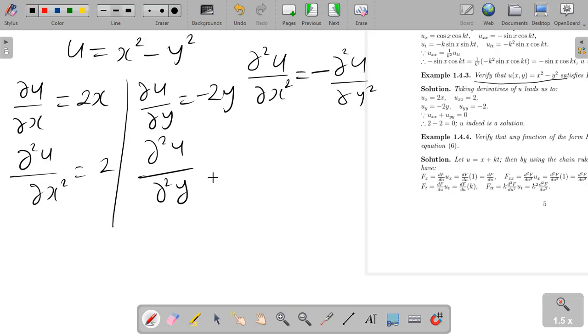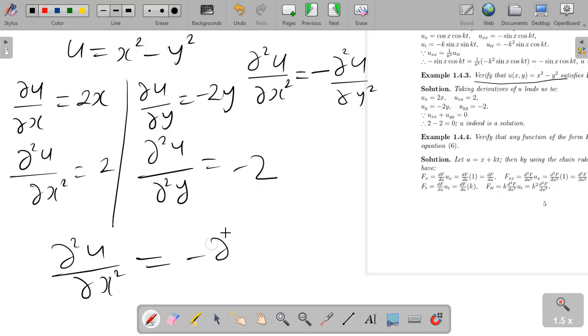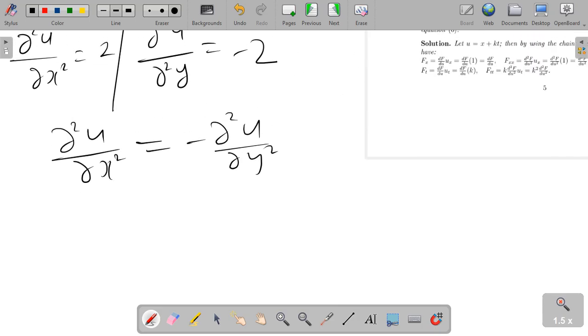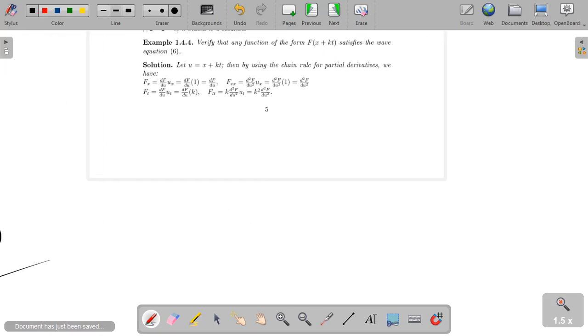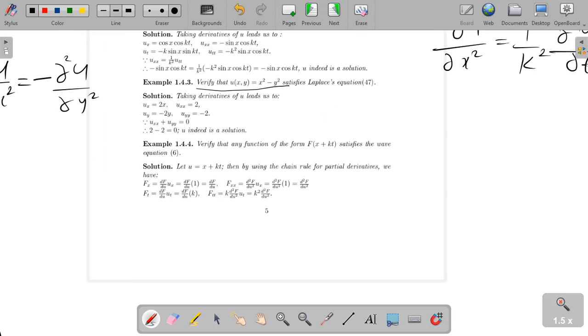So we want to see if it is going to satisfy. Partial squared u over partial x squared must be equal to minus partial squared u over partial y squared. If you substitute, we got this one as 2 and this one as minus 2. So minus minus, we are seeing that 2 is equal to 2. Therefore, that is the solution of the Laplace equation. It's satisfied, so indeed it is a solution. So we go to the next one.